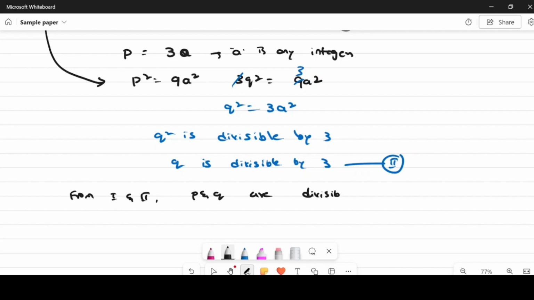But what is our assumption? p and q are co-primes. If they are co-prime, they should not have any common factor. p and q are divisible by 3 means 3 is a common factor for both p and q, which contradicts our assumption that p and q are co-primes.